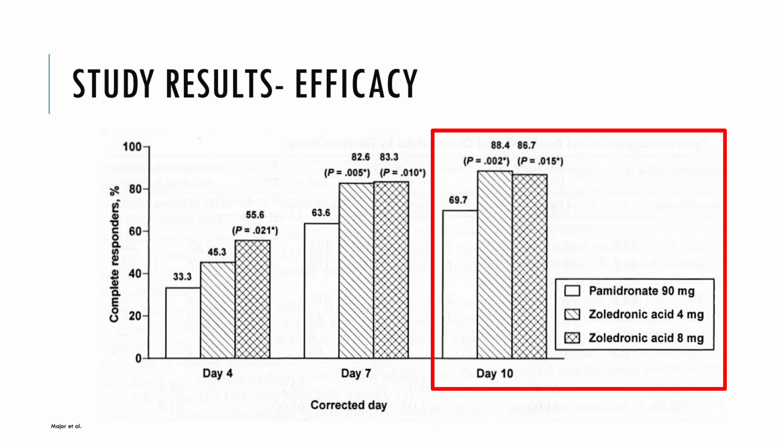And in the primary 10-day analysis, 88.4% and 86.7% of patients in the 4 and 8 mg zoledronic acid groups achieved a complete response compared to 69.7% of patients in the pamidronate 90 mg group. However, it is also important to note there was really no significant difference in the proportions of patients with complete responses between zoledronic acid 4 and 8 mg dose groups. So really the 4 mg dose was just as good as the higher dose.